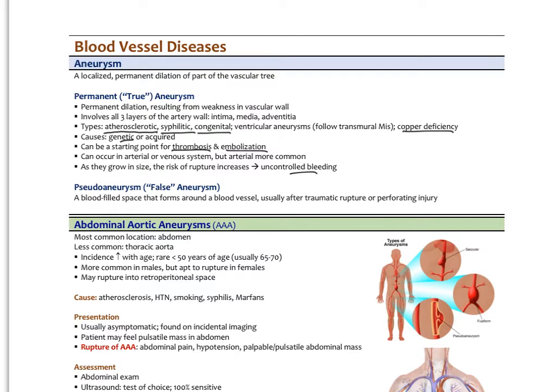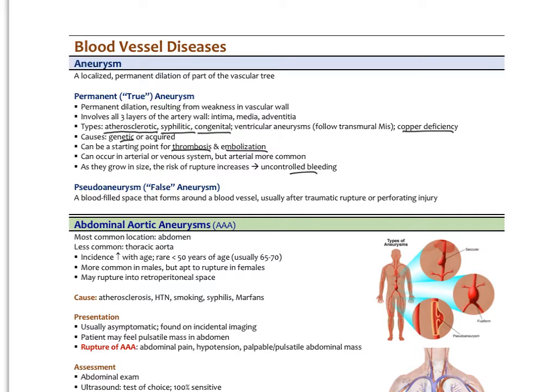There can be what's called pseudo or false aneurysms, and these are blood-filled spaces that form around a vessel, usually after traumatic rupture or any sort of perforating injury. So it's not a true weakness of the wall, it's usually due to an injury of the wall that causes blood to accumulate, usually between a couple of those different layers, like the intima and the media, and that can cause a pseudoaneurysm.